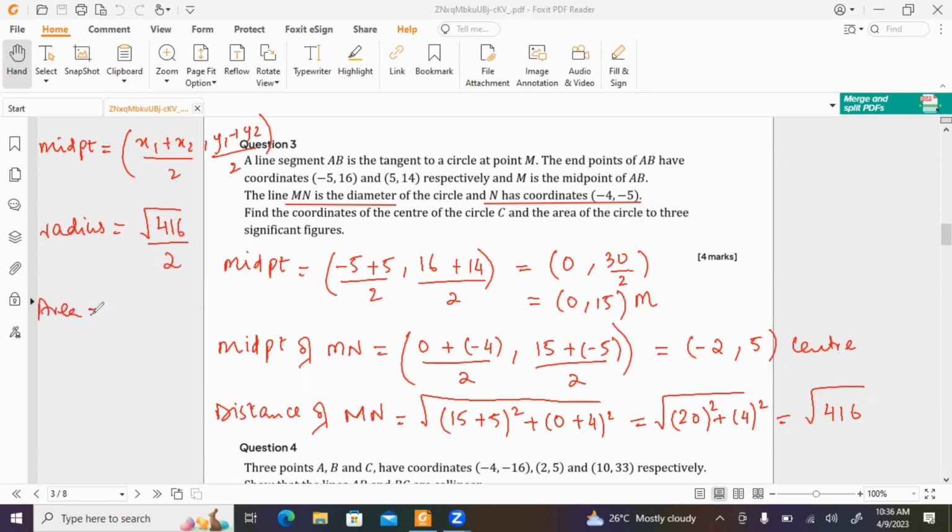So area will be pi r squared, pi times 416 divided by 4. So we just plug this in the calculator. And pi times that is going to be 327. To three significant figures, that's your answer. Units squared. Yep.